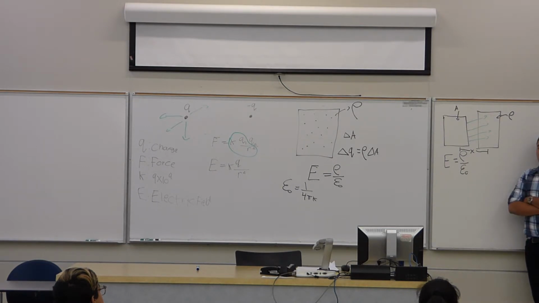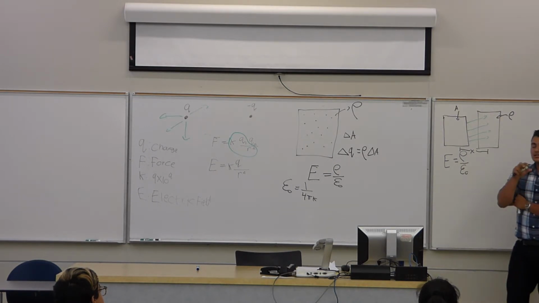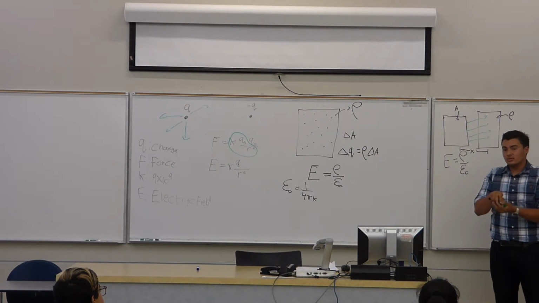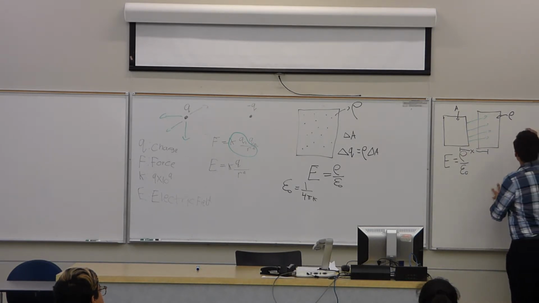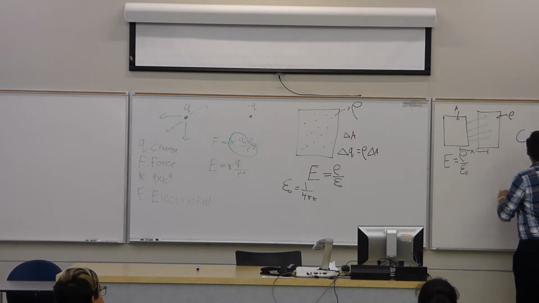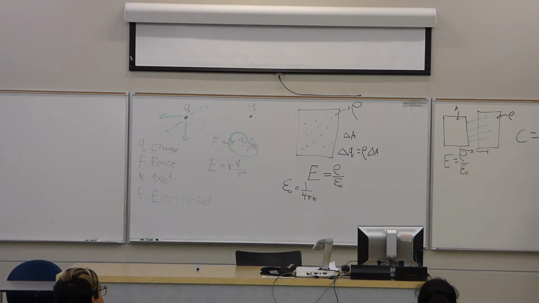Now, we're going to bring in another variable to this. It's called capacitance. Capacitance is the measure of the ability of a device to store energy by using a separated charge or an electric field. I'm going to write the equation for the capacitance. C is equal to Q over V. Q is just the amount of charge, and V is voltage.